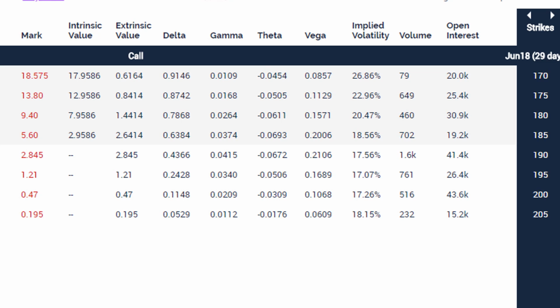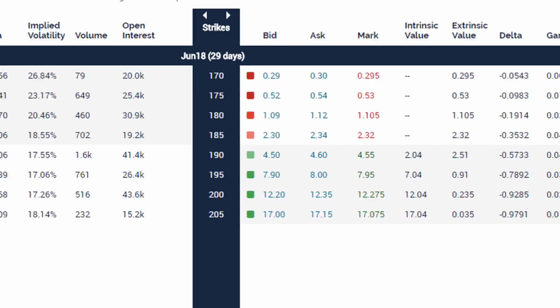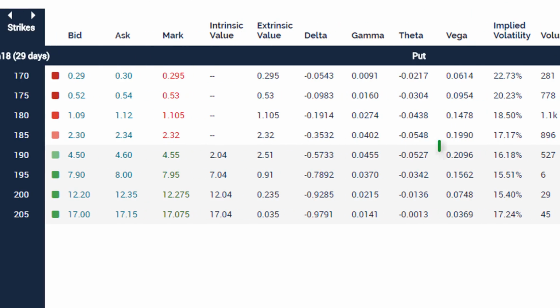Let's look at some of the other characteristics. First of all, the Vega was positive for the 190 call. Over here for the put is also the same. It's positive. Call and put Vegas are positive, and that's because all option prices increase if volatility rises and they all decrease if volatility falls. If you buy an option, you've got positive Vega. If you sell an option, you've got negative Vega.